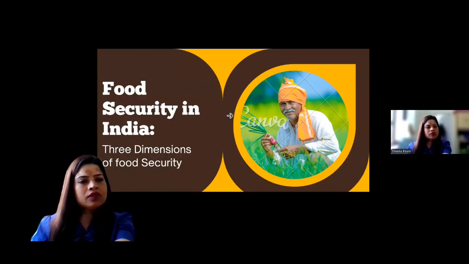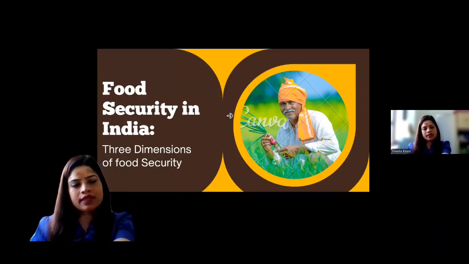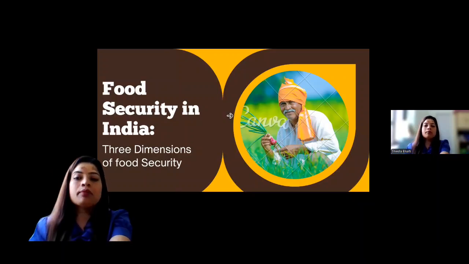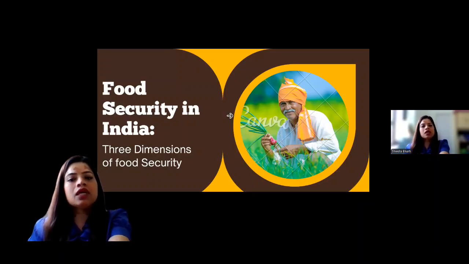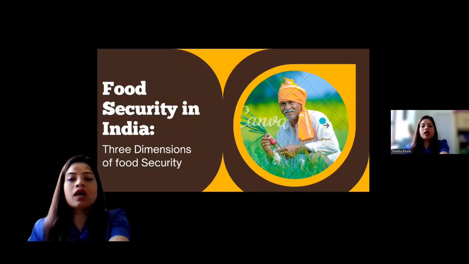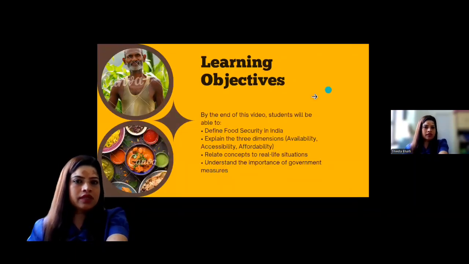So today we are going to learn about food security in India. There are three dimensions of food security about which we'll be talking. But before, let's see what should be the learning outcomes of this video. So there are certain learning objectives or outcomes.